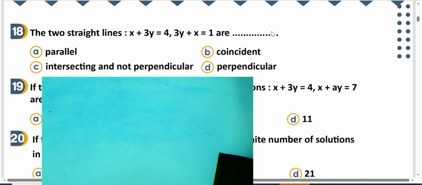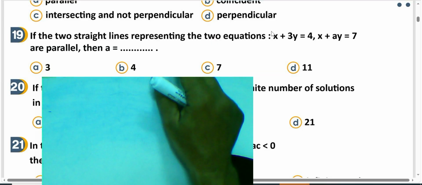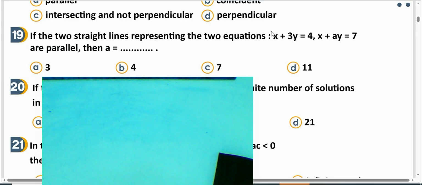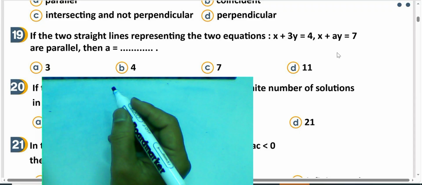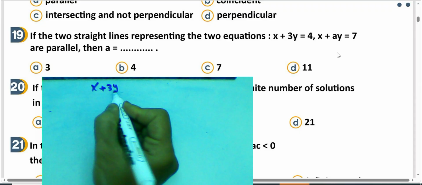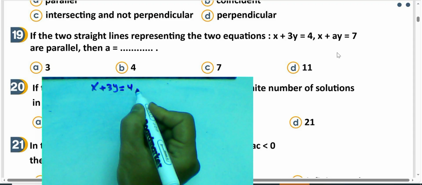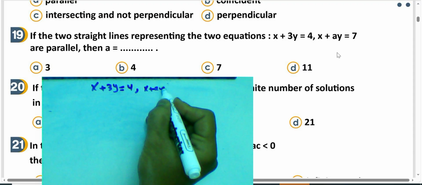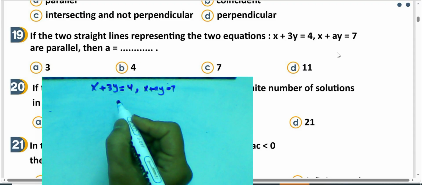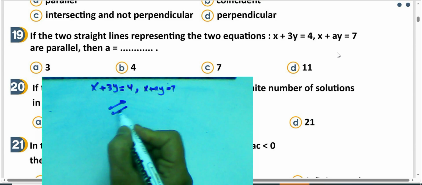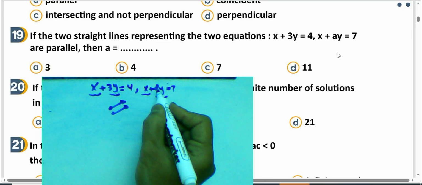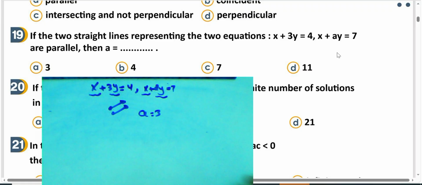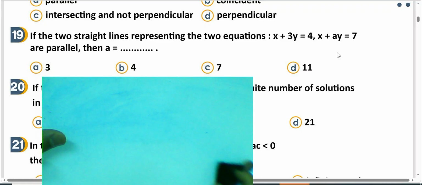Next example here, number 19. If two straight lines represent two equations, the first x plus 3y equals 4 and the second x plus ay equals 7, and they are parallel, the coefficient of x is like the coefficient of x and the coefficient of y is like the coefficient of y, then the value of a will be 3. Understood? Next question down here.